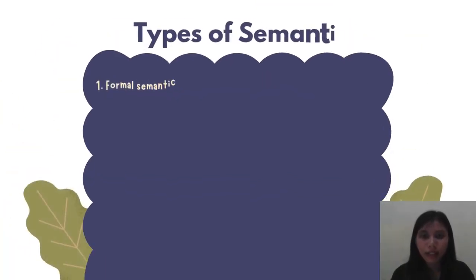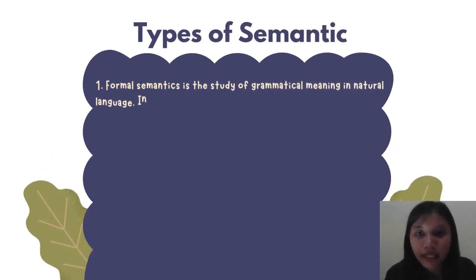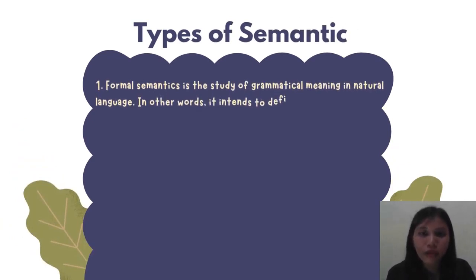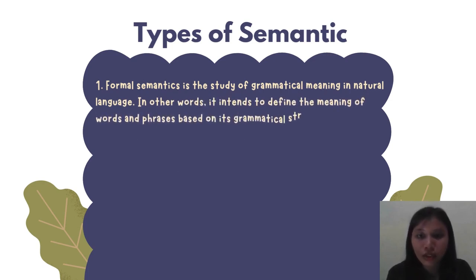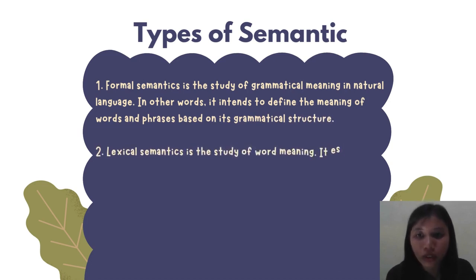Types of semantic. There are 3 types of semantics. The first is formal semantics. Formal semantics is the study of grammatical meaning in natural language. In other words, it intends to define the meaning of words and phrases based on its grammatical structure.